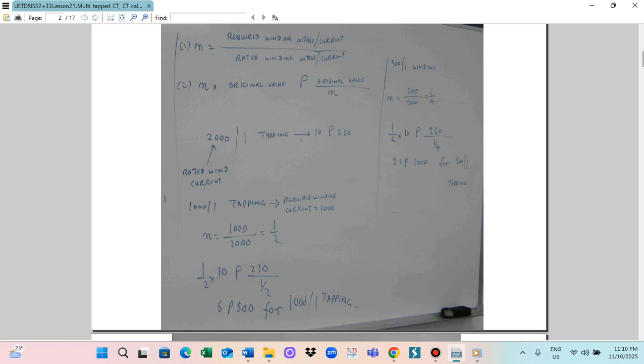Then we use the original formula. We write the 10PS 250. The original 10 is multiplied by half, and 250 is divided by half. So what we get is 5PS 500. So this is the rating for the 1000/1 winding. Another thing we can do is the 500/1 winding.